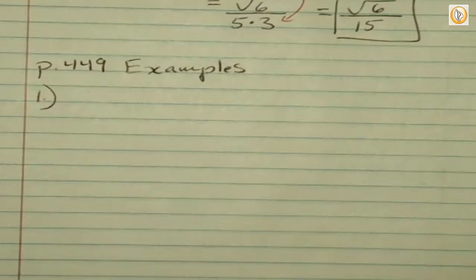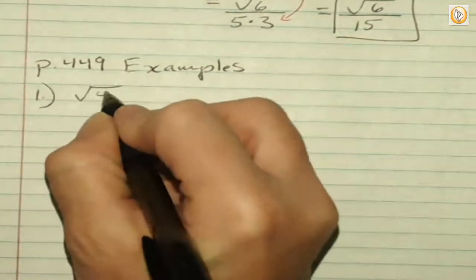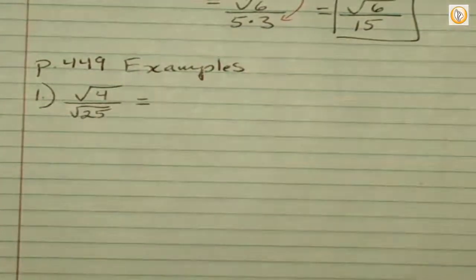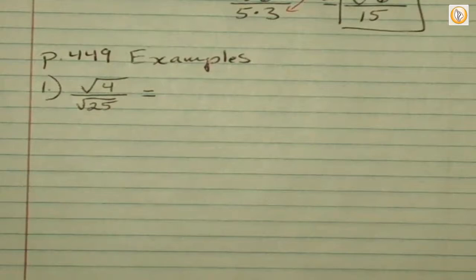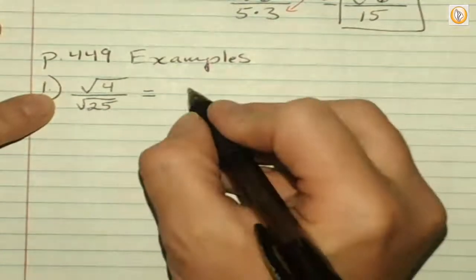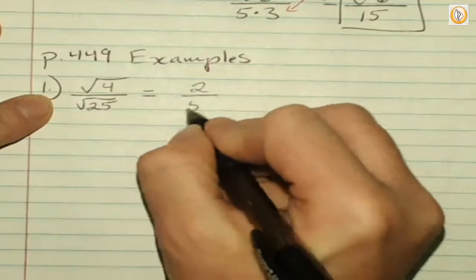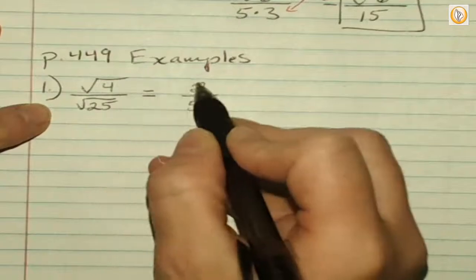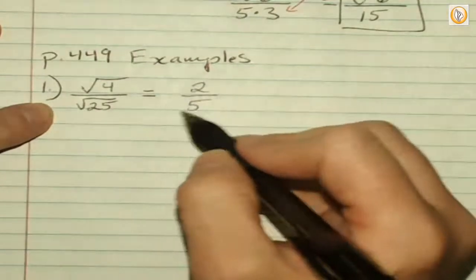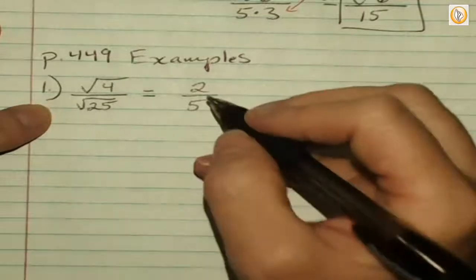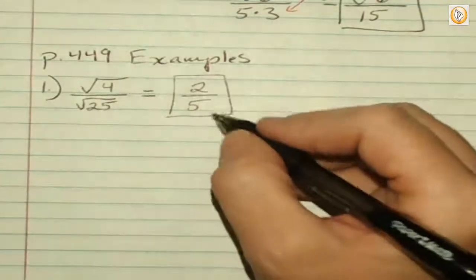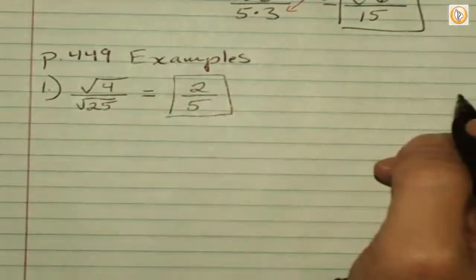Page 449. All right, number 1. Square root of 4 divided by square root of 25. Morgan. The perfect squares. So then you just get the fraction 2 over 5. No radical signs. That's a perfect square. Square root of 4 is 2. Square root of 25 is 5. We can remove the radical signs because they are perfect squares, and that's your answer. It's simplified too, by the way. Any questions?